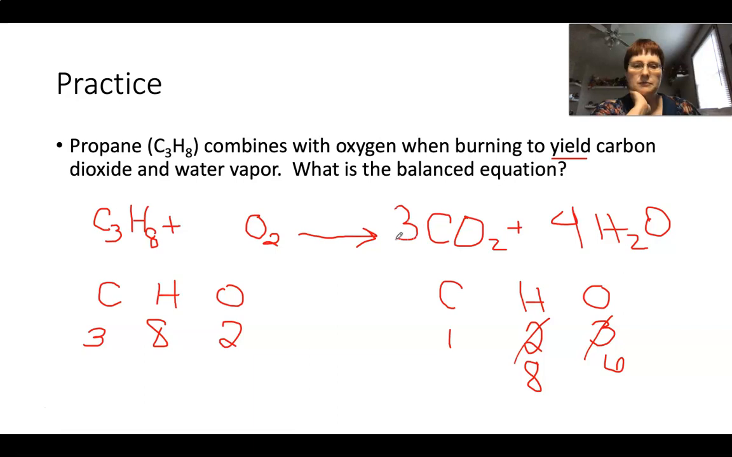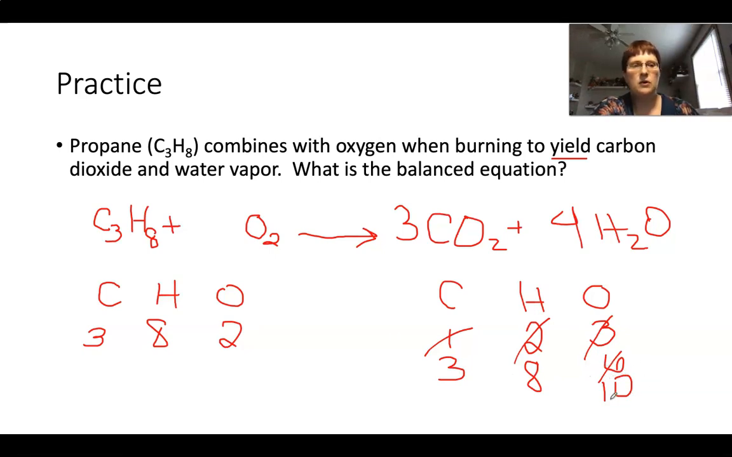We put a 3 here. So we've got 3 on this side. We now have 3 on that side. So we're getting a little closer, but since we put a coefficient here, that changes the number of oxygens again. So we got to cross that out. So now we have 3 times 2, so 6 plus 4. So that gives us 10. So we've got the same number of carbons, same number of hydrogens. Now we just need to balance the oxygens.